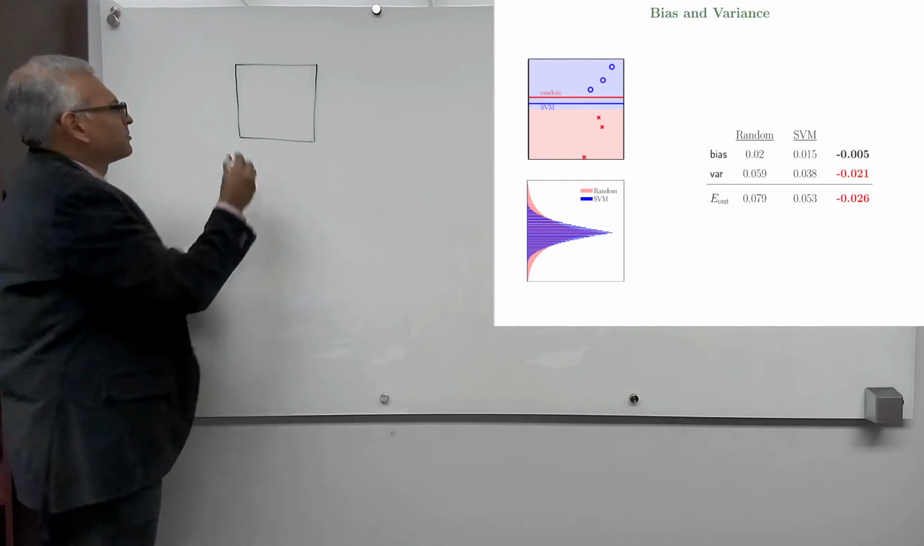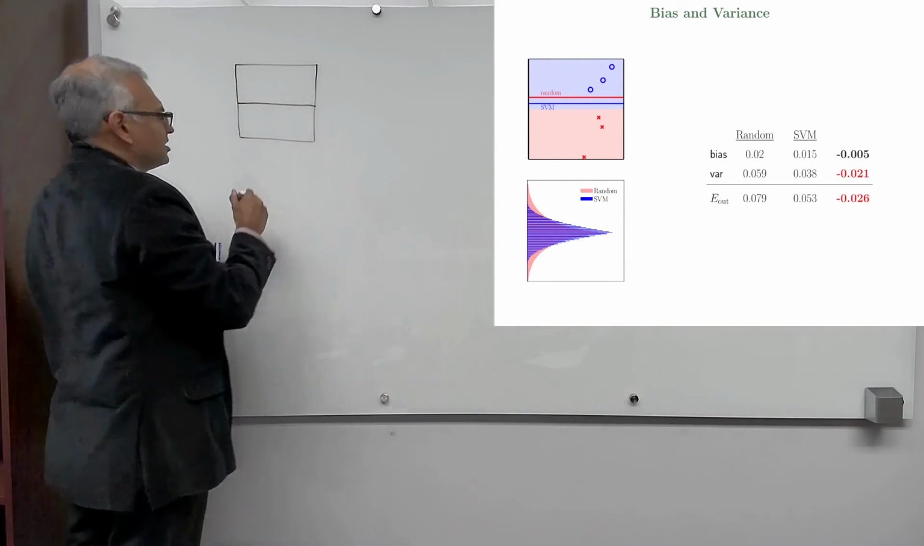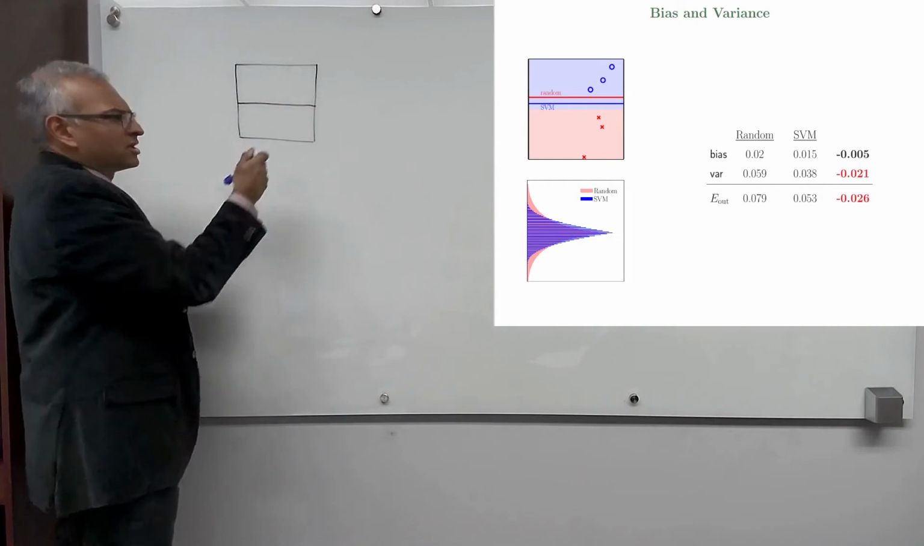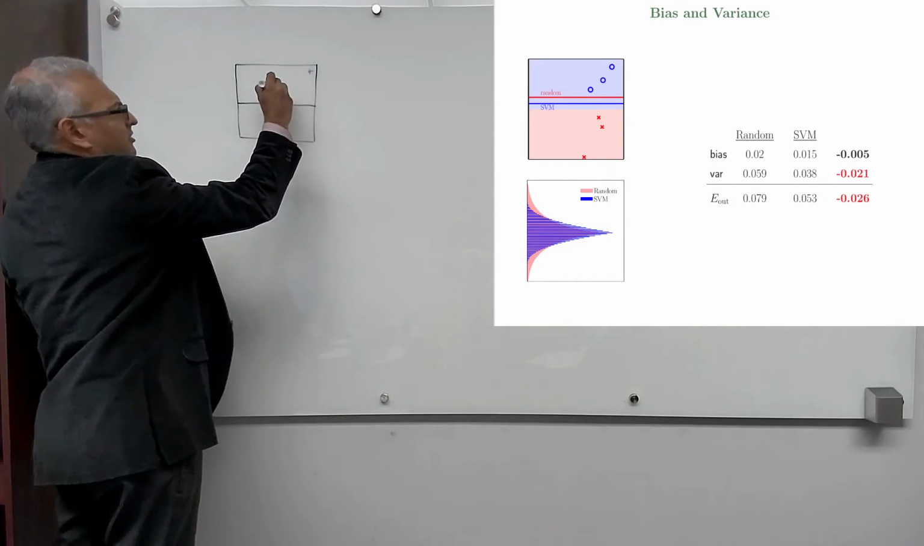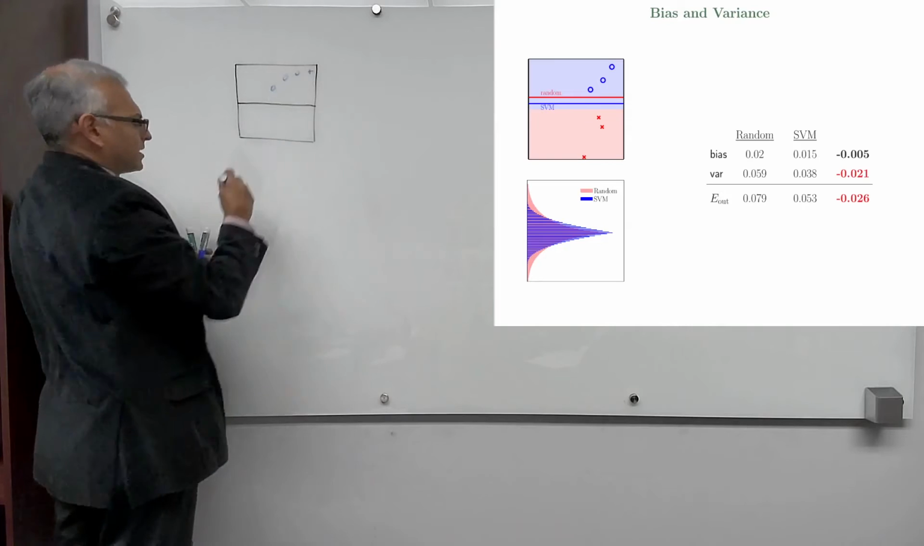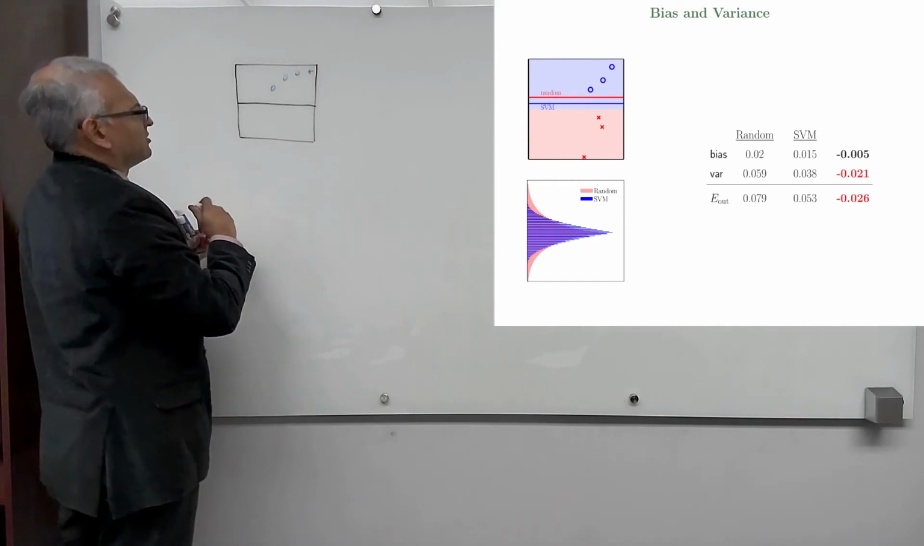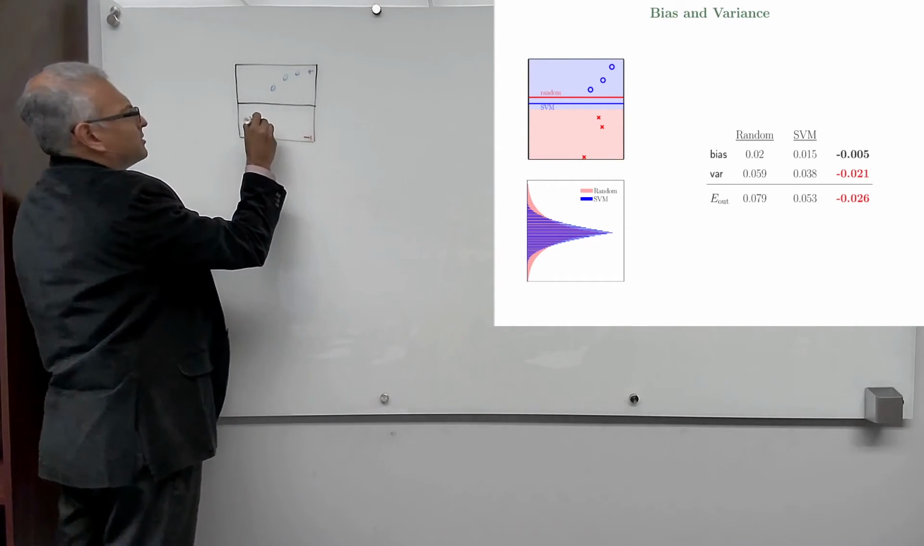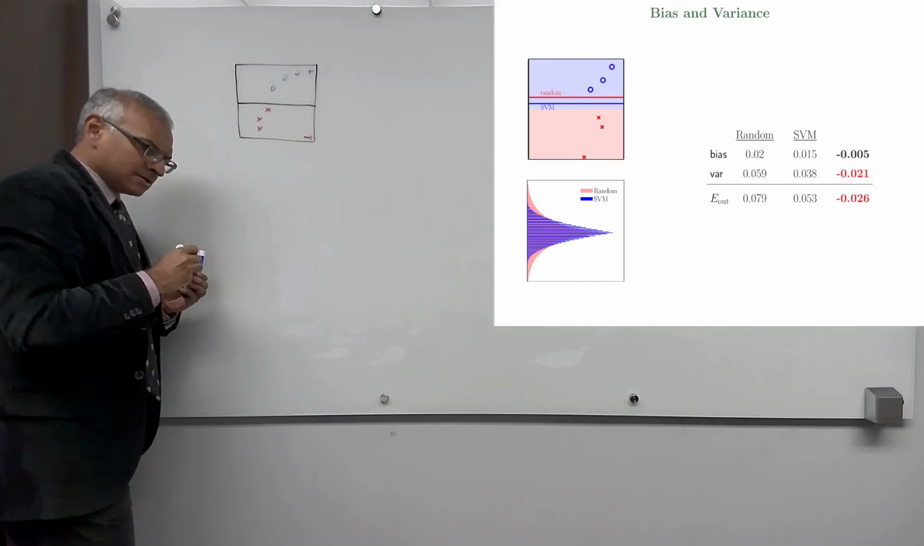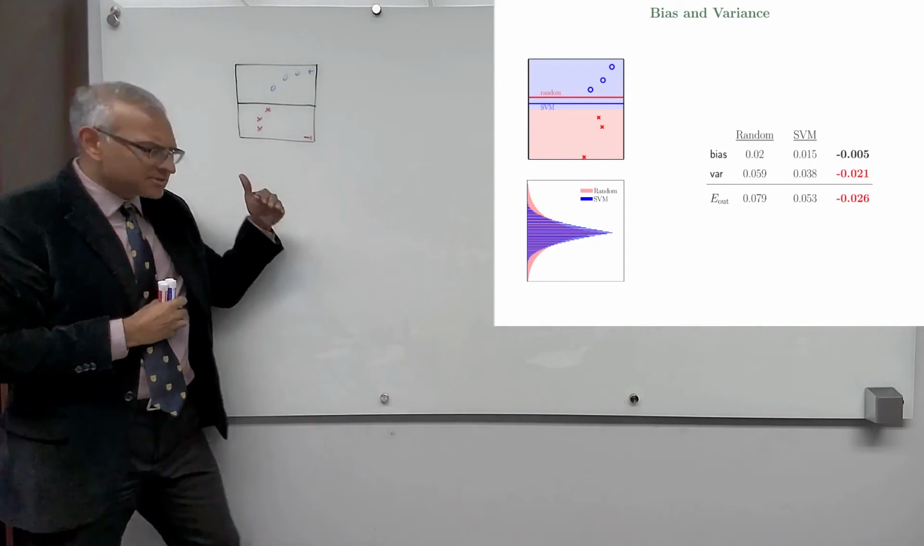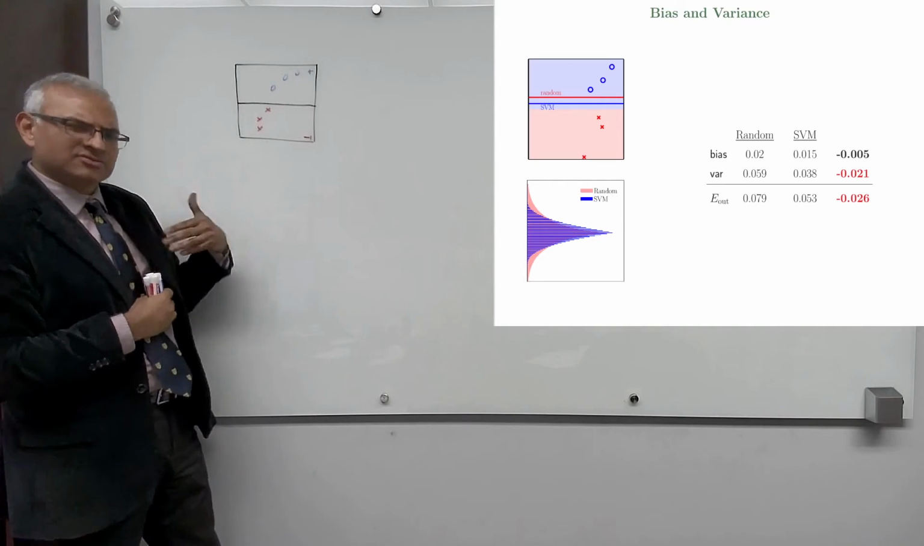I simulate a simple learning problem in which I have a flat target function, and on top it's +1 and on the bottom it's -1. So here's +1, I generate a few data points, and at the bottom it's -1, so I generate a few data points. Now, I'm going to try to separate this data again with a flat hyperplane. So that's my hypothesis set.